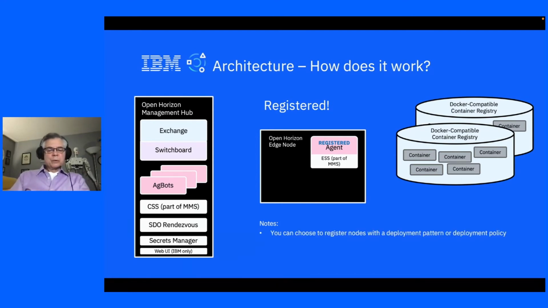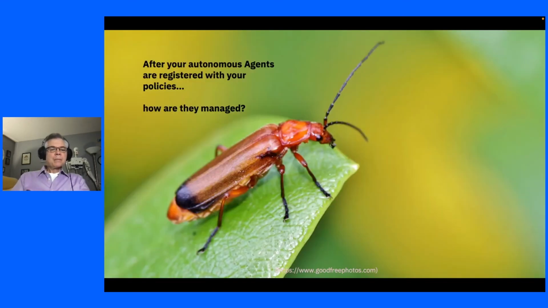So once a machine is registered, when you register it, you can choose it to either be registered with a pattern or a policy, and there are other videos that can explain the difference between those. But policy is the underlying foundation of both. Deployment pattern is a simplification to make it easier for beginners to start with. And the policies that you set into the agent will govern the behavior of the autonomous agent for the rest of its life. And you can change them too using the credentials that you have for this specific node. So after your agents are registered, how are they managed? Let's look at that.